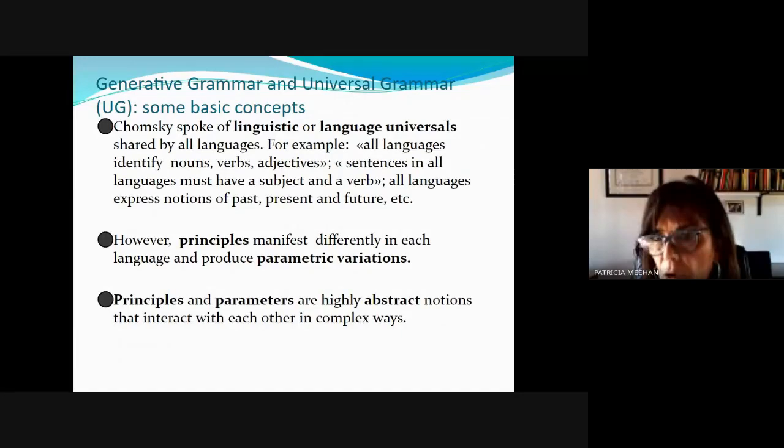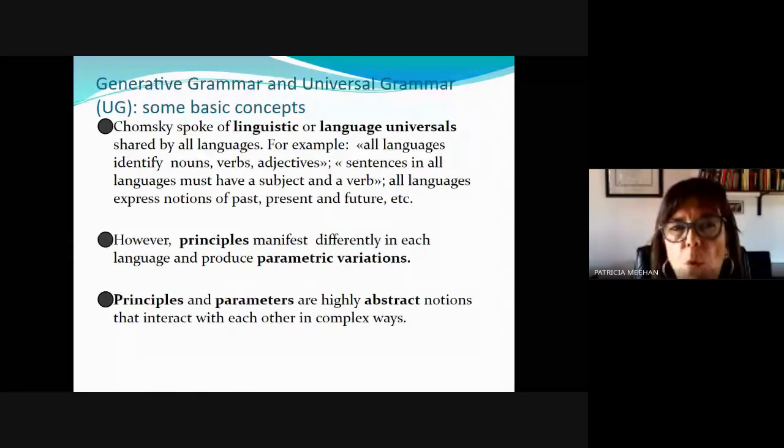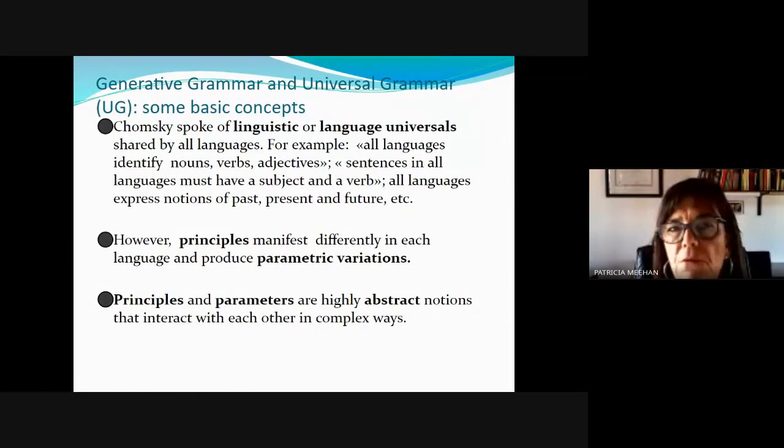Well, in the recorded presentation on Cook's chapter, before I dive into the chapter itself, I make a short introduction to explain to you what generative grammar and universal grammar are from the point of view of the Chomskyan theory.